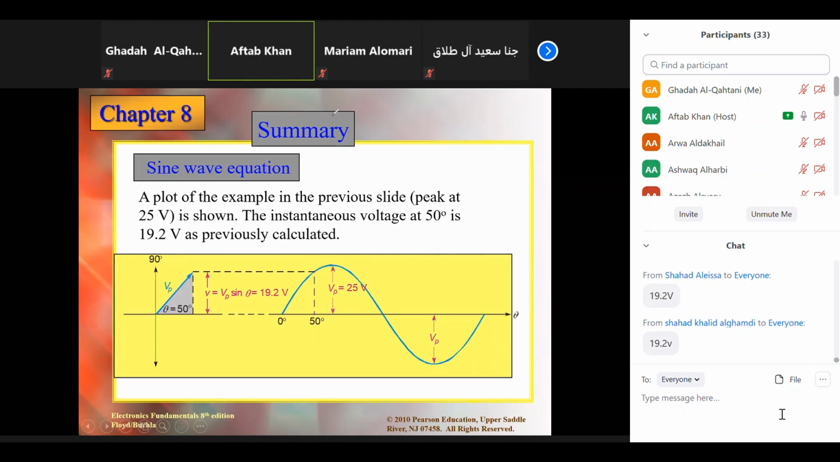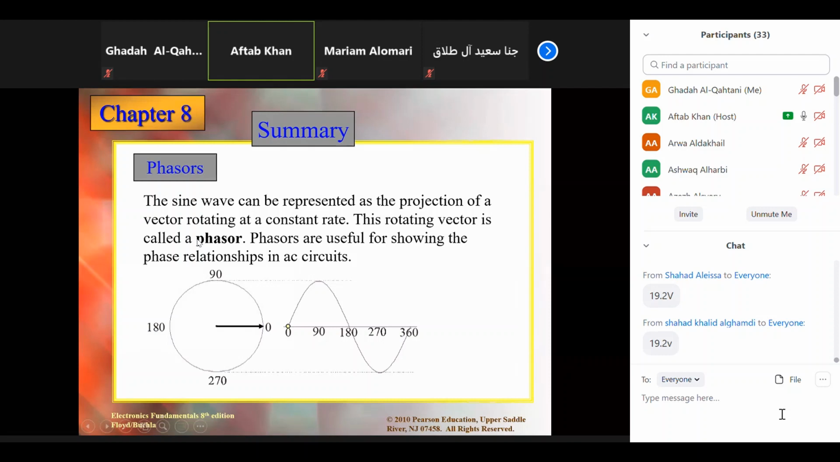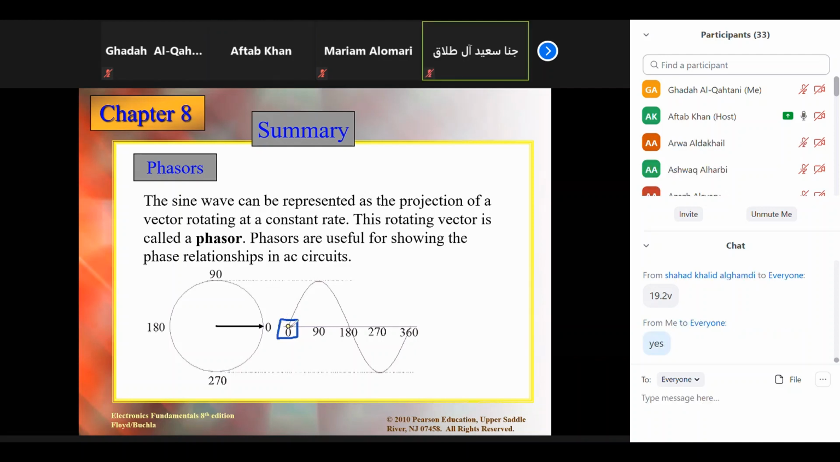I'll show you in the next slide how this vector is rotating. Can you see the yellow point? This yellow dot is showing the value of the rotating vector that I am measuring. This is a new thing, the phasor, which is helpful to understand. The sine wave can be represented as the projection of the rotating vector. It is rotating at a constant rate. The rotating vector is called a phasor. Phasors are useful for showing the phase relationship in AC circuits.